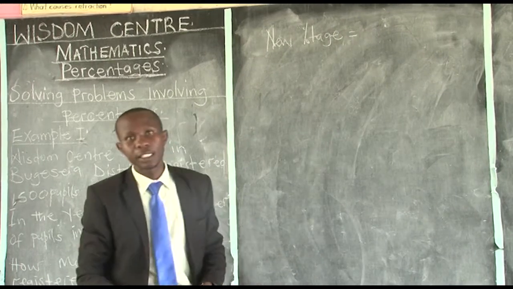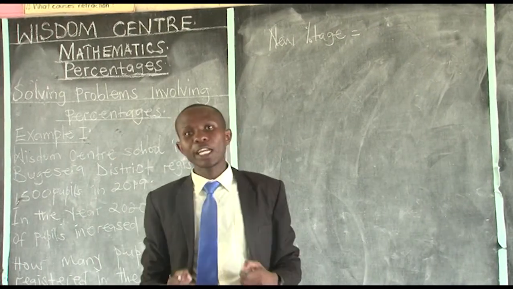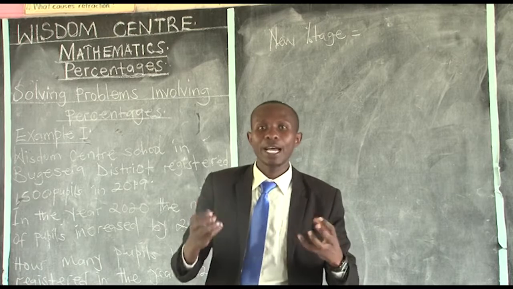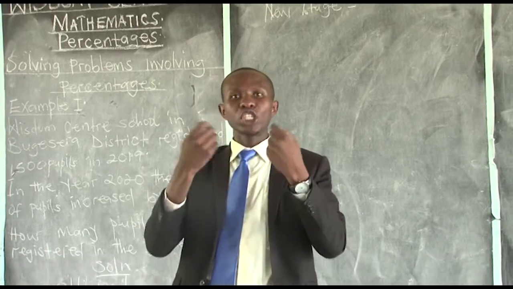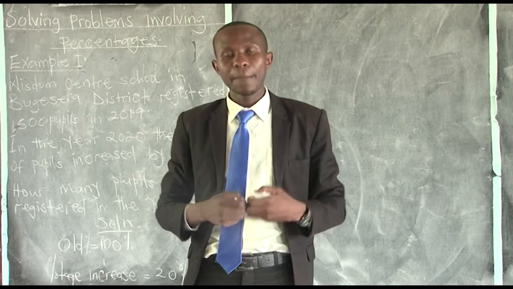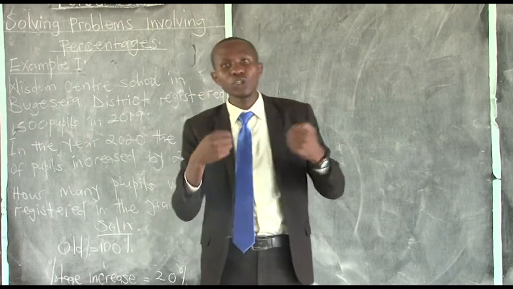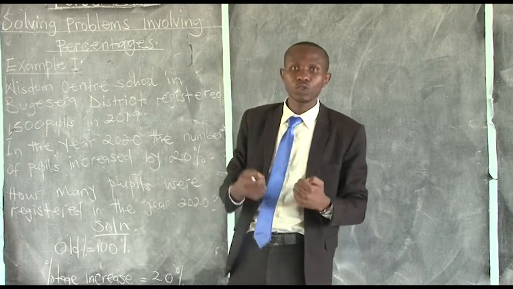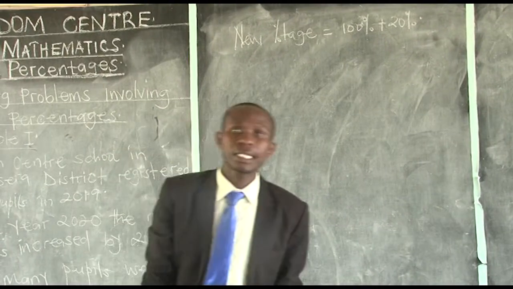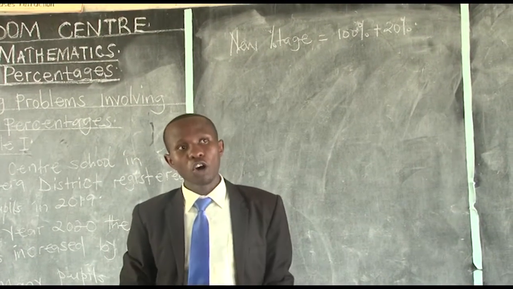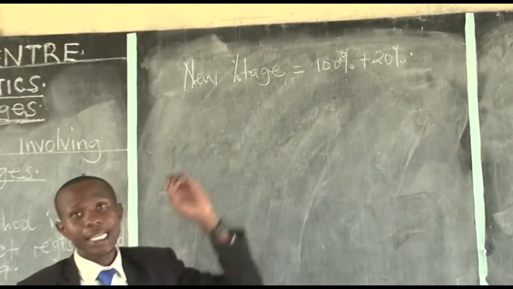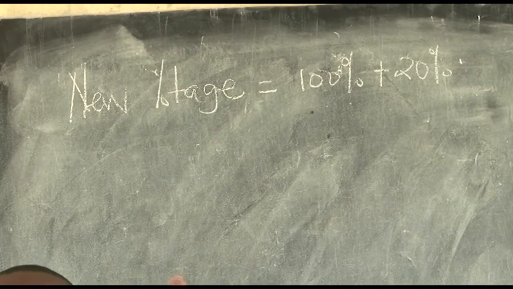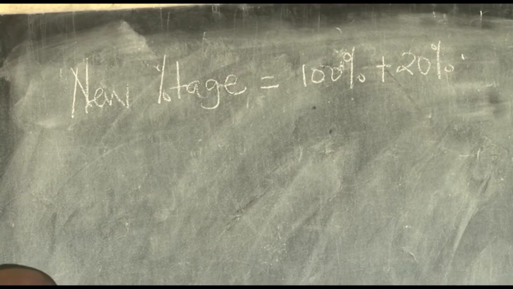What is the new percentage? In order to identify the new percentage, we are required to get the original percentage, which is 100% plus the percentage increase or increment. The percentage they gave us is increasing the number of pupils at this school in which year? 2020. That gives us the new percentage of which year? Now this percentage is for the year 2020. 100% was for the year 2019.